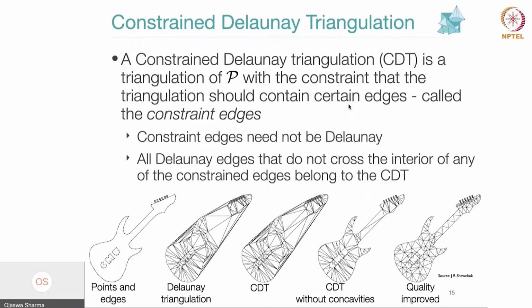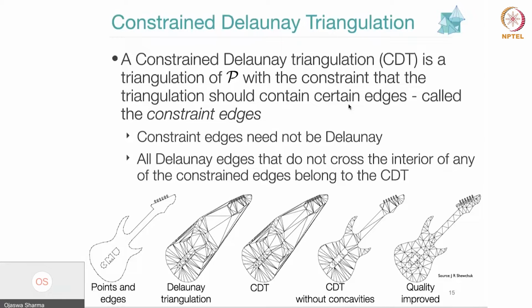There is a variant of the Delaunay triangulation known as the constrained Delaunay triangulation. So a constrained Delaunay triangulation is a triangulation with the set of sites P, and an additional constraint that you want certain edges to be present in the triangulation. Now, if you are imposing this constraint, those edges may not be Delaunay edges. That is, they may violate the Delaunay criterion.